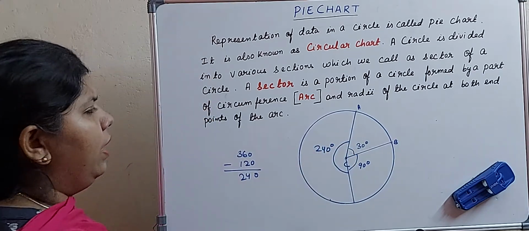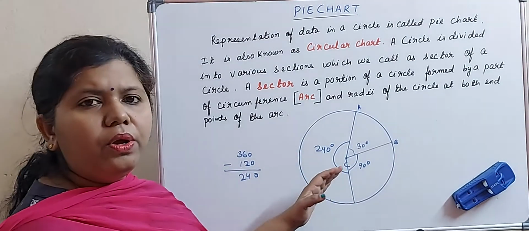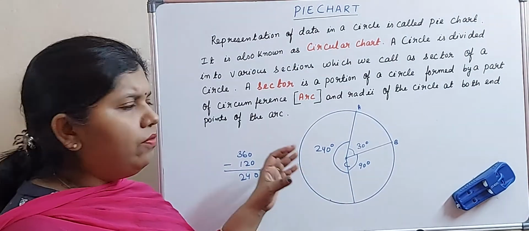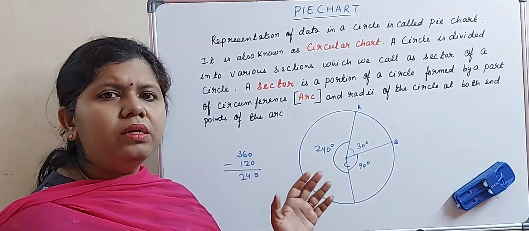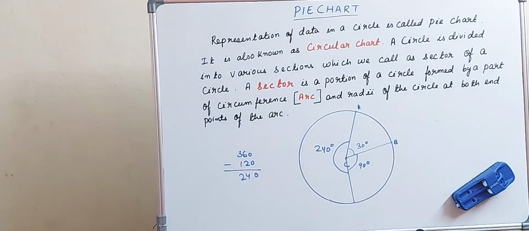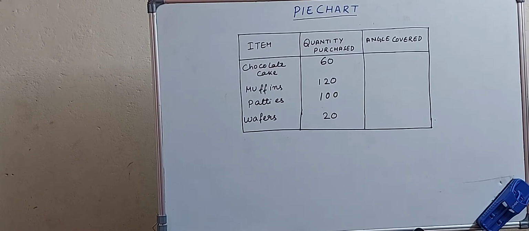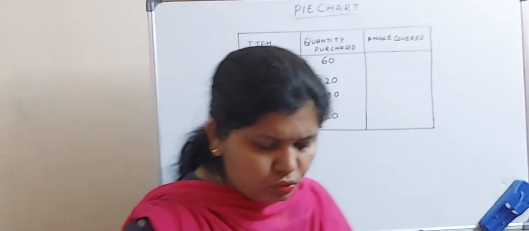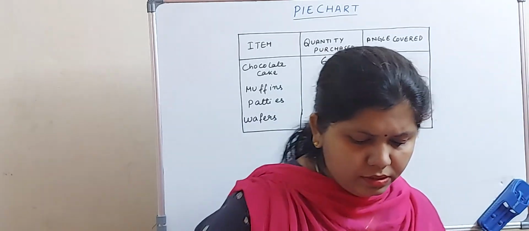So in this way, we are dividing a circle into a number of sectors, and we are representing the data accordingly. Let us try to understand through an example. Now let us do one question from exercise 15.3, that is number 1.